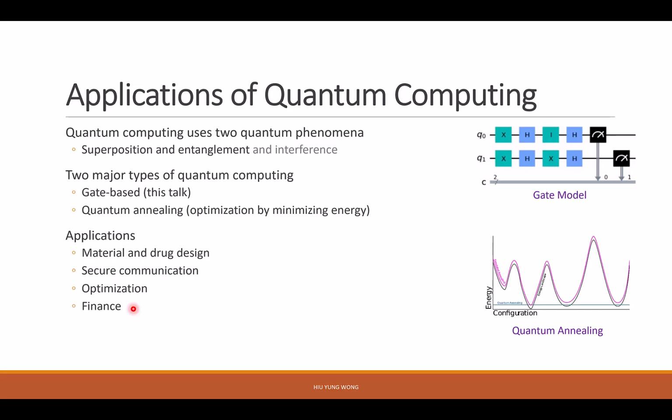So if you look at the news from all those quantum computing companies, you will see that financial companies are already their important customers. Because whoever can get it right first will earn a lot of money. Okay? Again, this is an optimization problem.